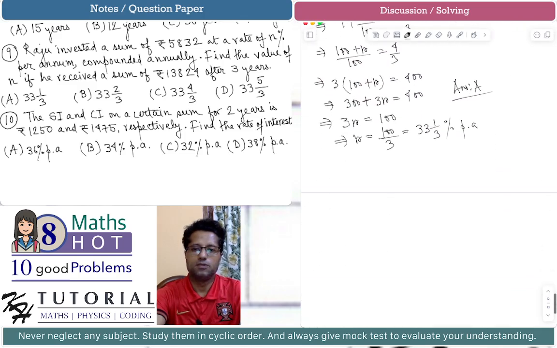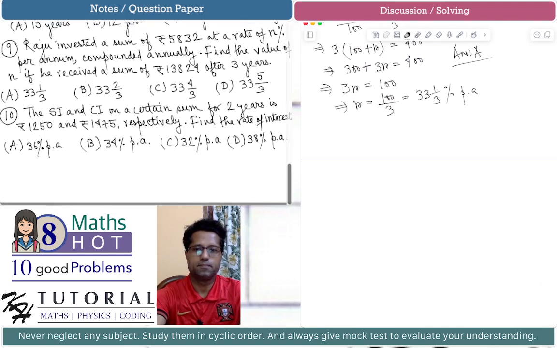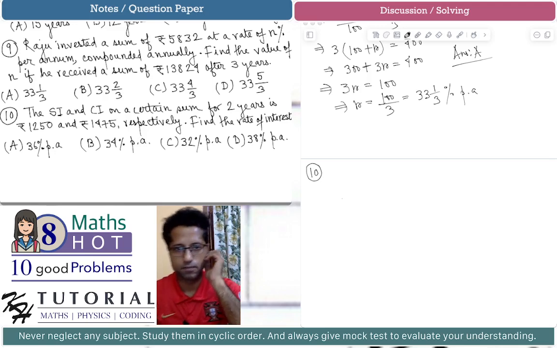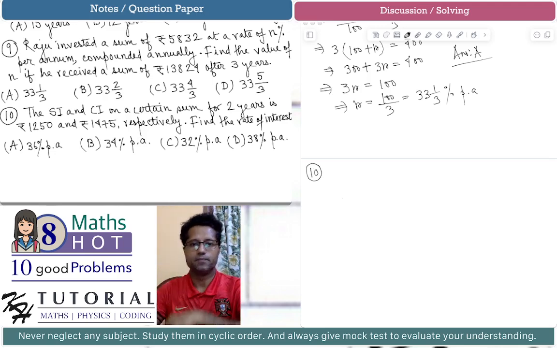Okay, let's do problem number 10. The simple interest and compound interest on a certain sum for 2 years is 1250 and 1475 respectively. Find the rate of interest. So the rate of interest is same for the simple interest as well as the compound interest. So definitely the interest is compounded annually.